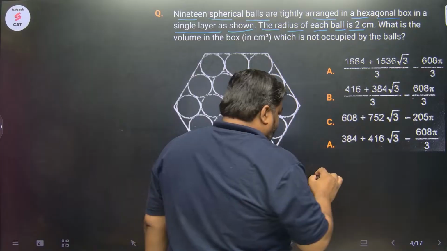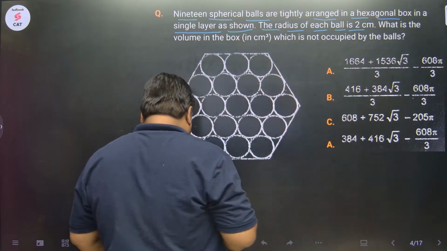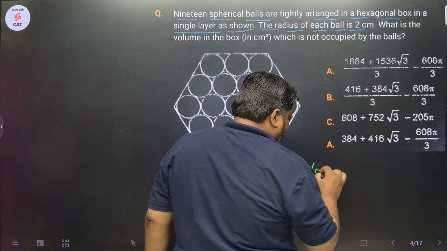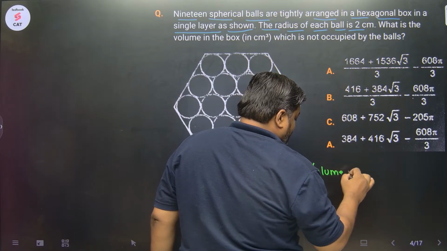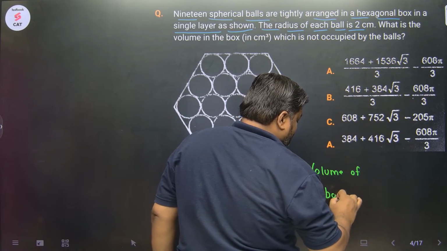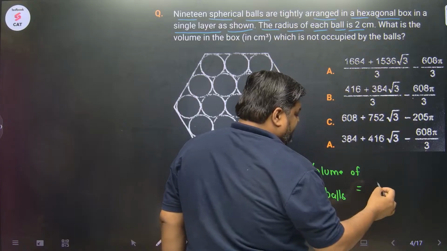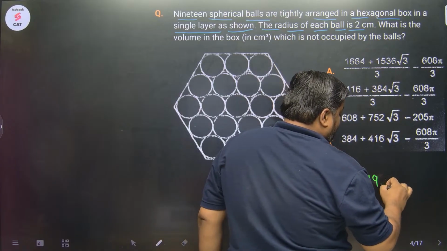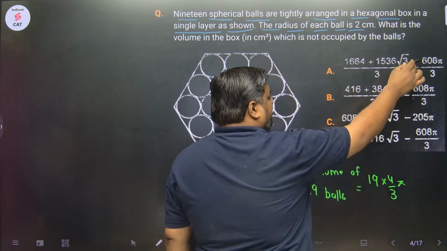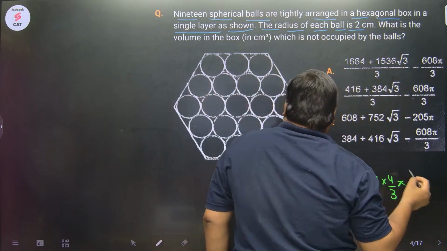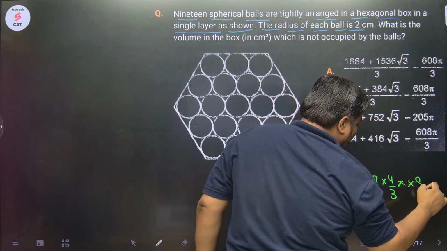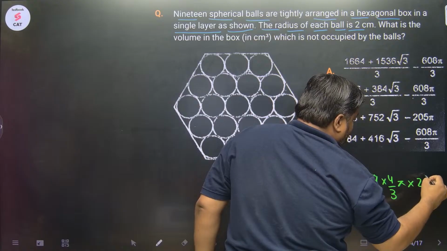Finding the volume of the balls is pretty easy. Volume of 19 balls is 19 into 4/3 pi r cube. We keep pi as pi because the answer has pi. The radius of each ball is 2 centimeters, so r cube is 2 cube, that is 8. 2 cube, how much is this?